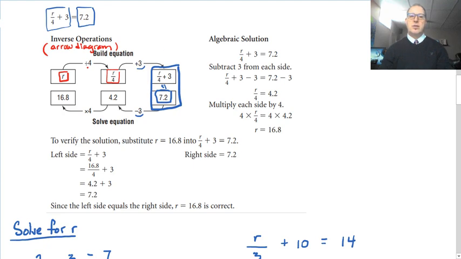If I subtract 3 from both sides, I get r over 4 equals 4.2. Now if I multiply by 4 both sides, I get r equals 16.8. So that's where the concept of inverse operations comes in, or opposite. I like to call them opposite operations. So here's what it looks like with just using the algebraic solution, not the arrow diagrams.